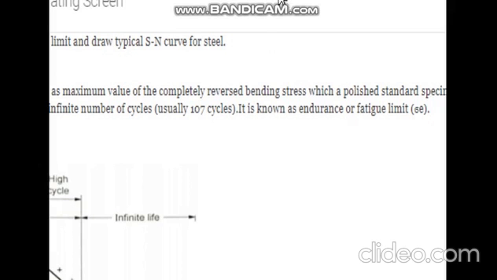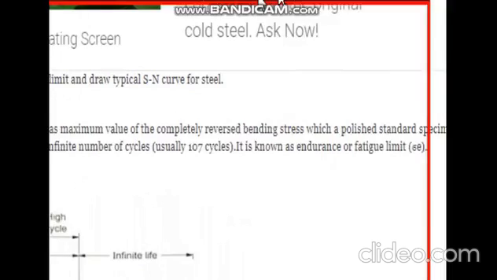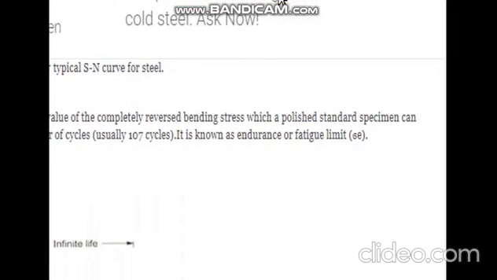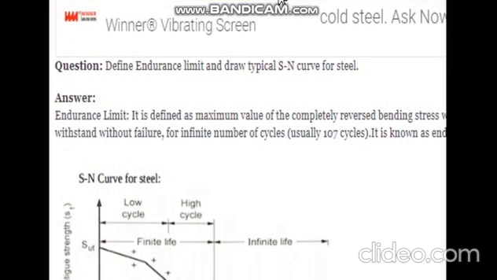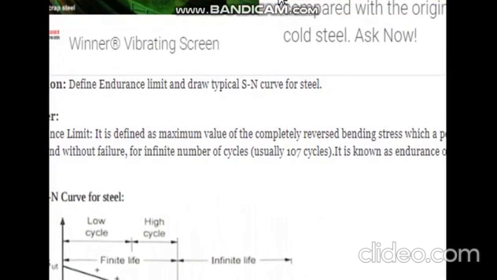You see, what is the definition saying? The endurance limit is defined as the maximum value of the completely reversed bending stress which a polished standard specimen can withstand without failure for an infinite number of cycles, usually 10 to the power 7 cycles. 10 to the power 7 means how much? How much is 10 to the power 7?